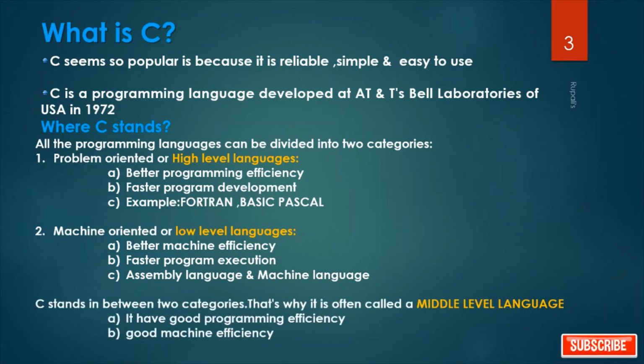But C stands in between these two categories. That is why C is often called a middle-level language. C is called middle-level language because it is in between these two categories. It has good programming efficiency and also good machine efficiency.